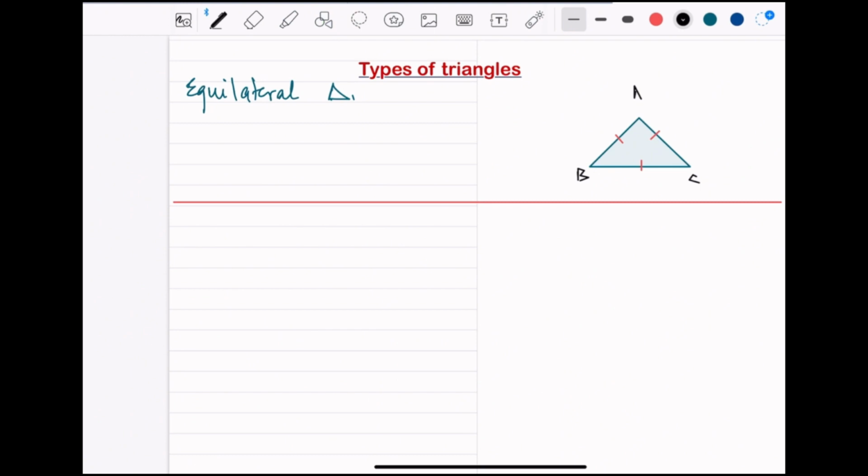Now, looking at triangle ABC being an equilateral triangle, and since we have already established that the sum of all the angles of a triangle is 180 degrees, if three sides are equal, then three angles are as well. And if three angles are equal, then each angle is equal to 60 degrees. And if we add all the three angles, it will represent 180 degrees, obviously.